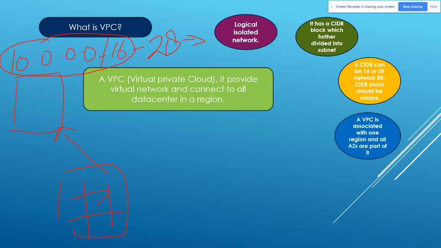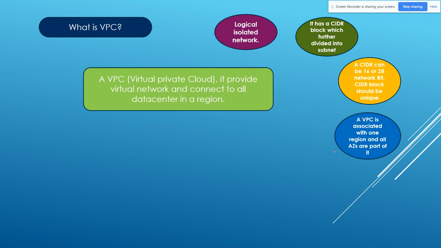Next, a VPC is associated with one region and all its availability zones are part of it. It means if you deploy your services in the Ohio location and create a VPC here, suppose VPC 1, this VPC can be part of only one region. You cannot link this VPC with North Virginia. That is not possible. A VPC is limited to one region only.